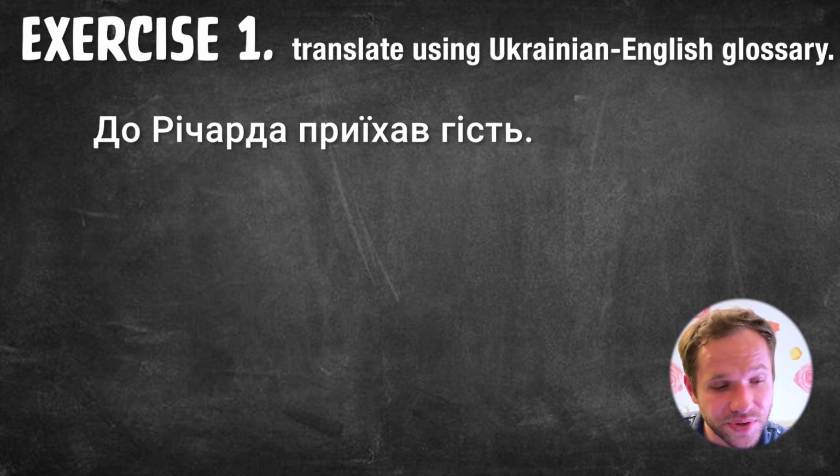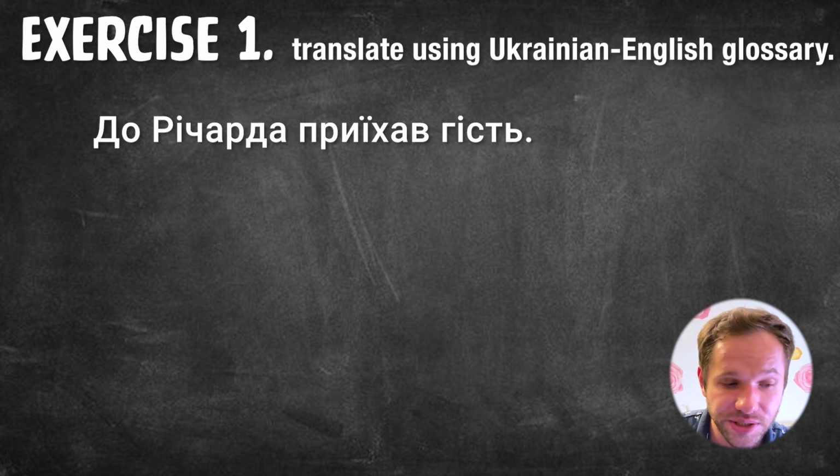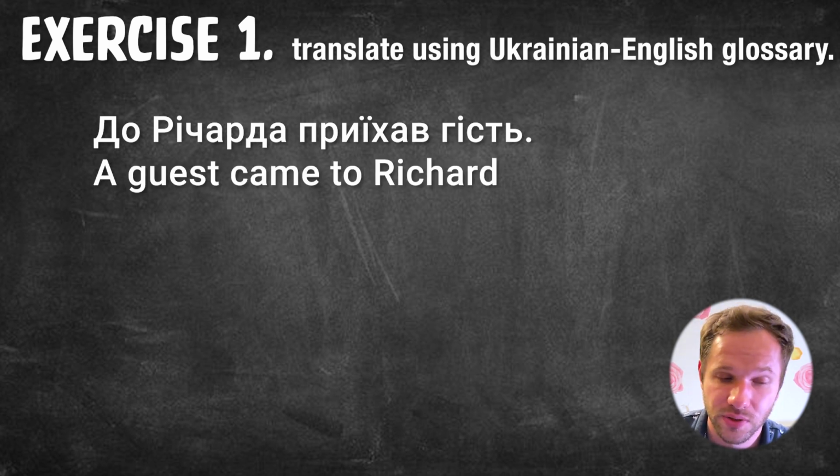До Річарда приїхав гість. A guest came to Richard. We see that to Richard is at the end of the sentence in English. But in Ukrainian, до Річарда приїхав гість. To whom? До Річарда. What happened? Приїхав. Came. Who? Guest. Гість.